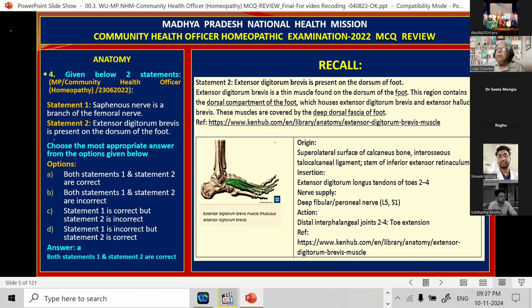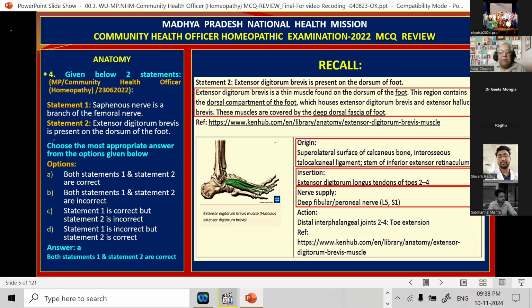So whenever we go for superficial reflexes, when we see the plantar reflex, we stimulate L5 and S1, and if the plantar is extensor, the toe goes up. So this is the information which we would like to share, and the action is extension at the interphalangeal joints. Toes are extended. So origin, insertion, nerve supply, and action we have.